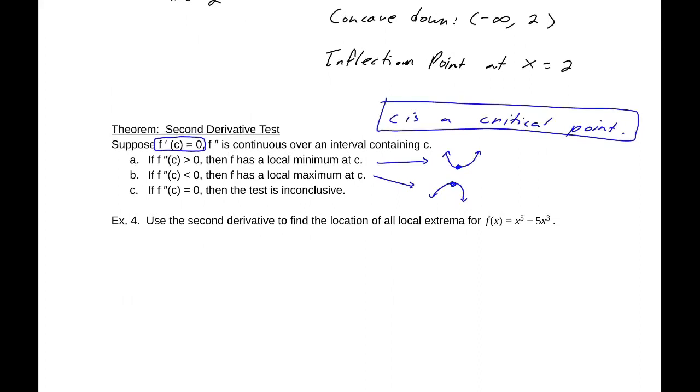To apply the second derivative test, we first need to find the second derivative. So f prime of x is 5x to the fourth minus 15x squared. And the second derivative then is 20x cubed minus 30x.